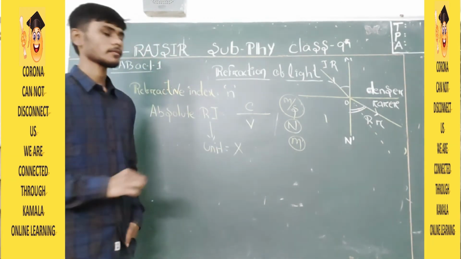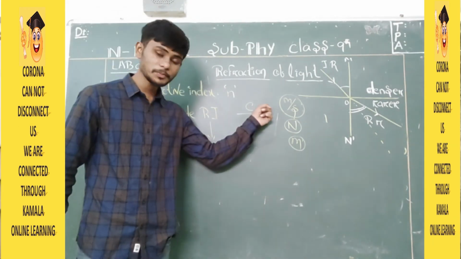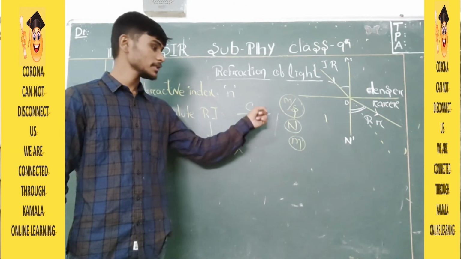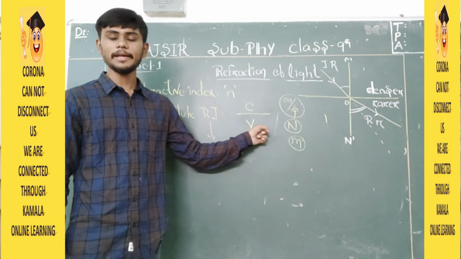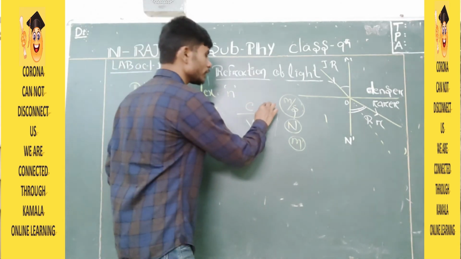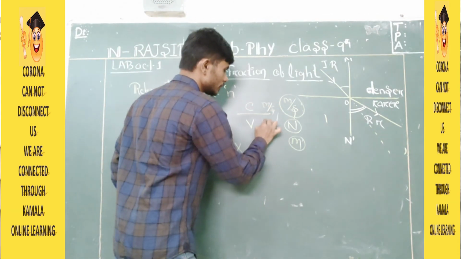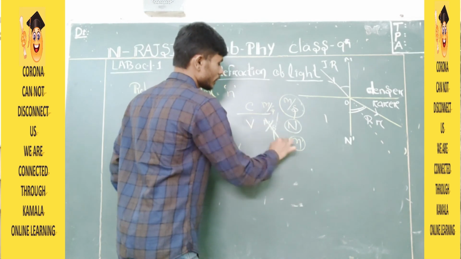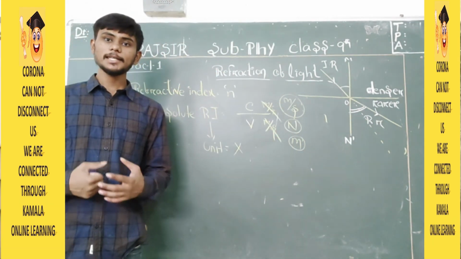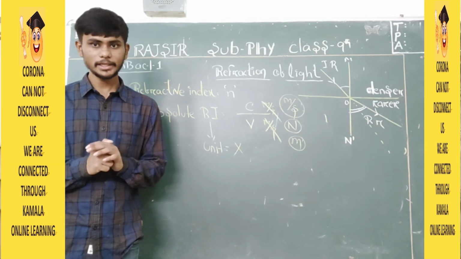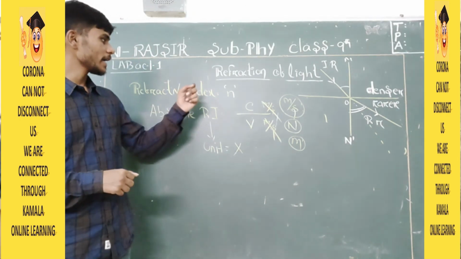Nothing. Why? Because this is also speed, and this is also speed: the speed of light in vacuum and the speed of light in medium. Both units will be meter per second only, so they cancel each other. So this will be dimensionless. Dimensionless means it has no unit. Refractive index n has no unit.